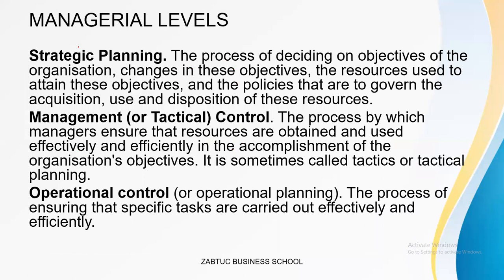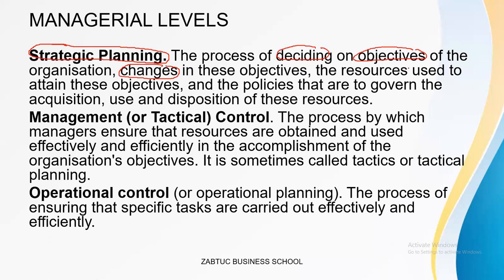Strategic planning is a function of top management, which should be supported by an appropriate type of management information system. So what happens there? These are the people who decide on the objectives of the organization. And where there is need to change these objectives, these are the people who decide on the changes.